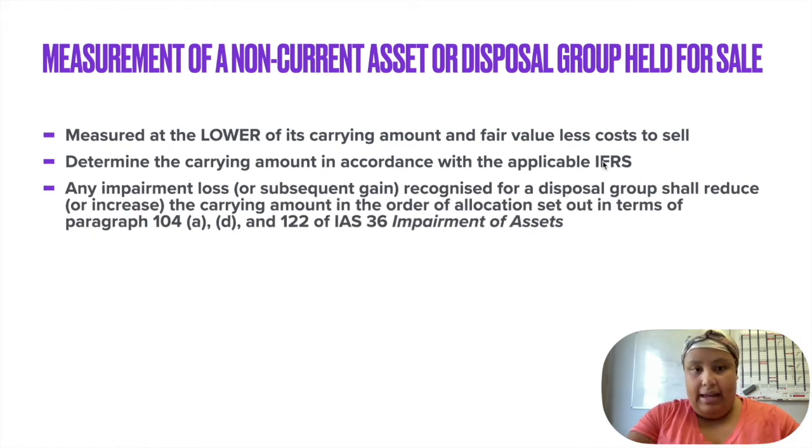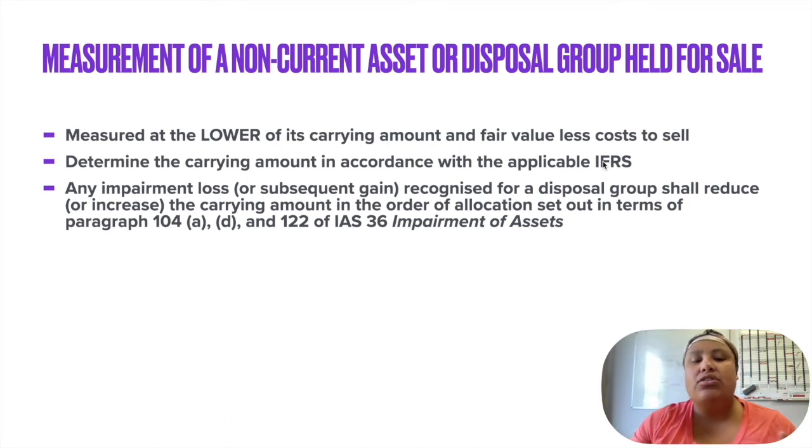Okay, then you would do your reclassification. Now, in terms of the measurement of disposal groups, specifically because we're going to look at an example here, we're told that any impairment loss or subsequent gain recognized for a disposal group is going to reduce or increase the carrying amount in the order of allocation set out in terms of paragraph 104A, D, and 122 of IAS 36.